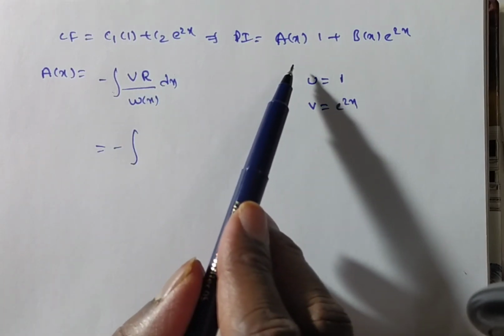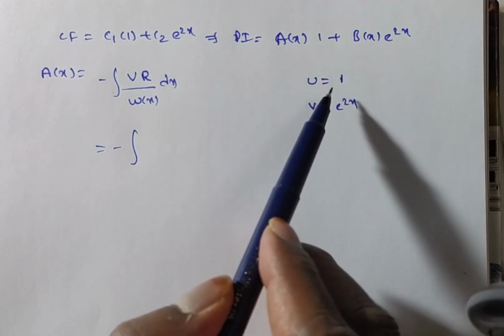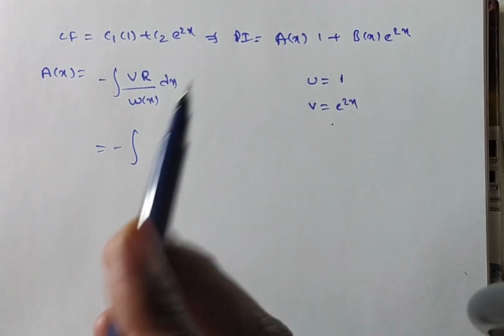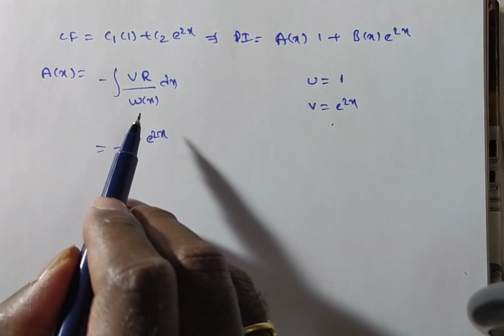What is the v of x here? A quotient. Here c1 quotient is u, c2 quotient is v. So here u is equal to 1 and v is equal to e power 2x, I have written. So v is equal to e power 2x into r of x. R of x is nothing but in the given problem.